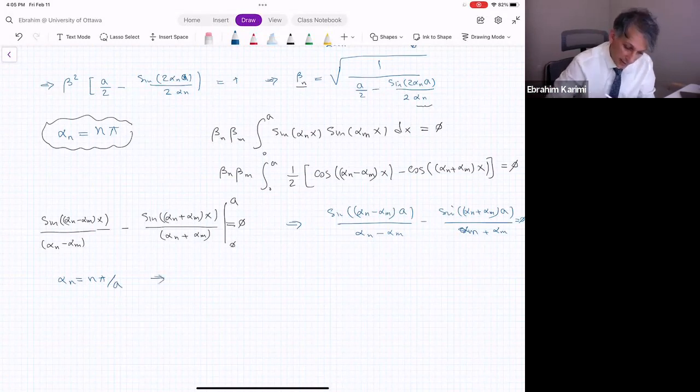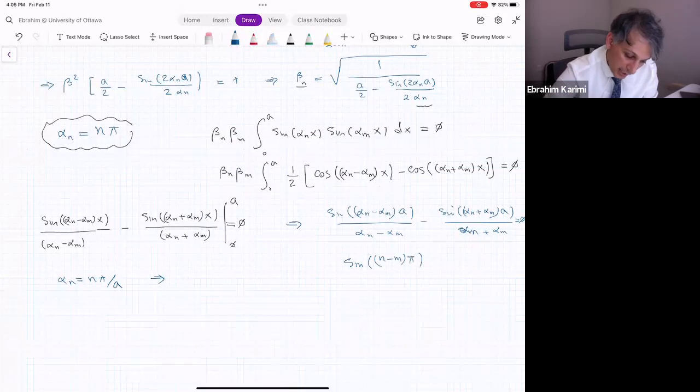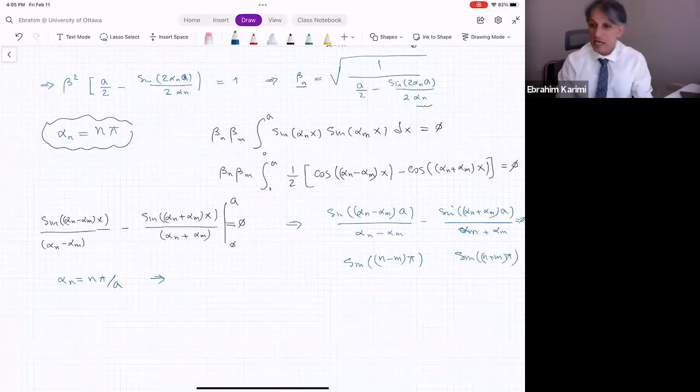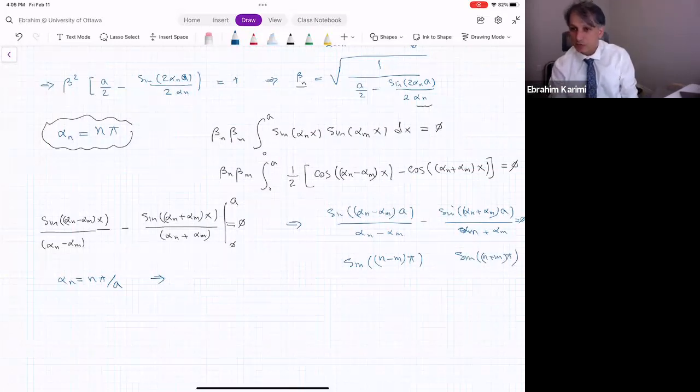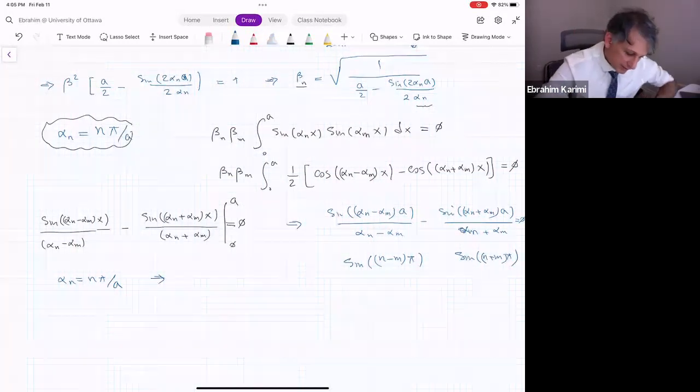Then that is the relationship that you will get, that alpha n is equal to n pi divided by a. Independent of any a value, the sine of this will end up being sine of (n minus m) pi, and that one will be sine of (n plus m) pi, which for any integer values n and m will be equal to 0. So the assumption that I had holds up. Fantastic.